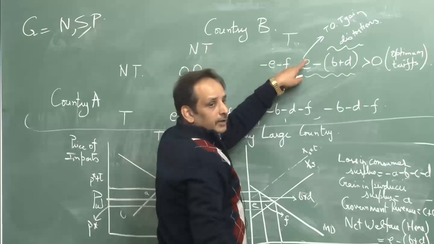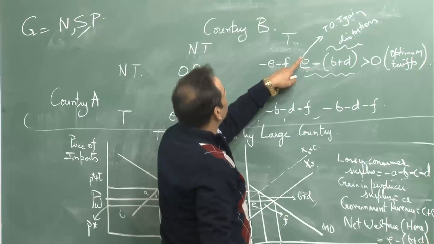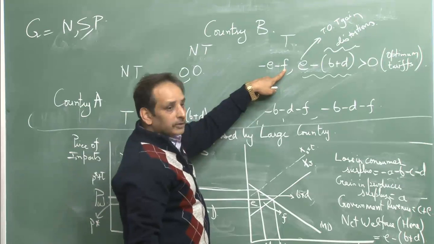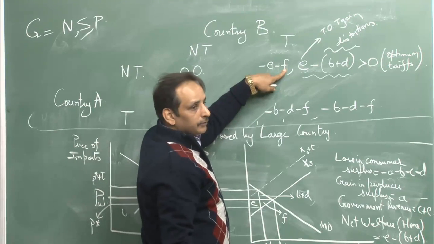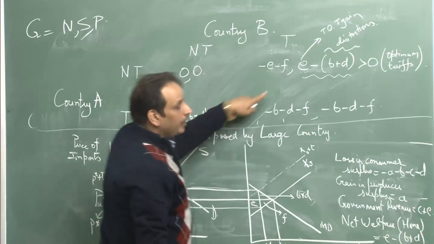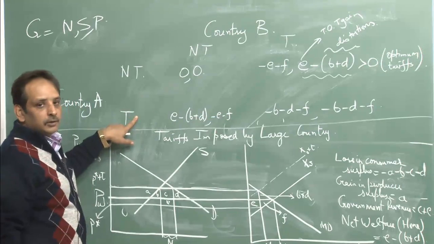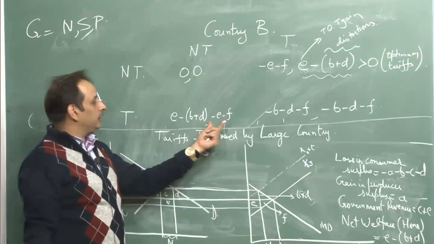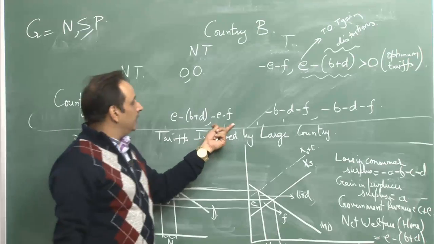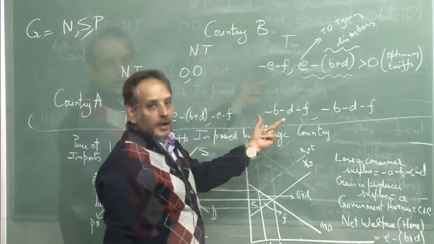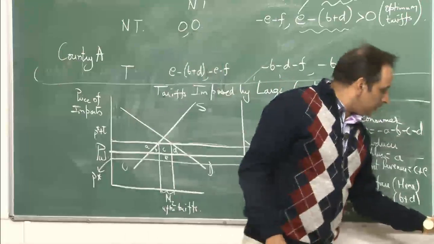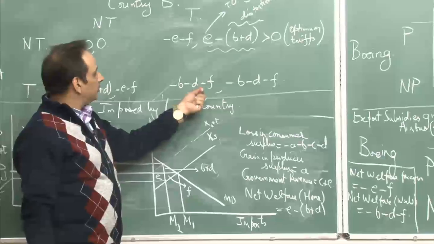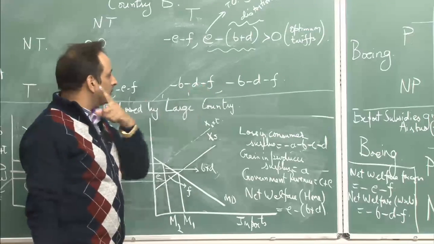This is the terms of trade gain for the foreigners, and this is the terms of trade loss for us, but there is something else, which is minus F. These are distortions which happen if tariffs are imposed. If you impose tariffs, then you gain E minus B plus D, which is greater than 0 for optimum tariffs. The other loses, your partner loses, and if both impose tariffs, you end up with a net welfare of minus B minus D minus F.